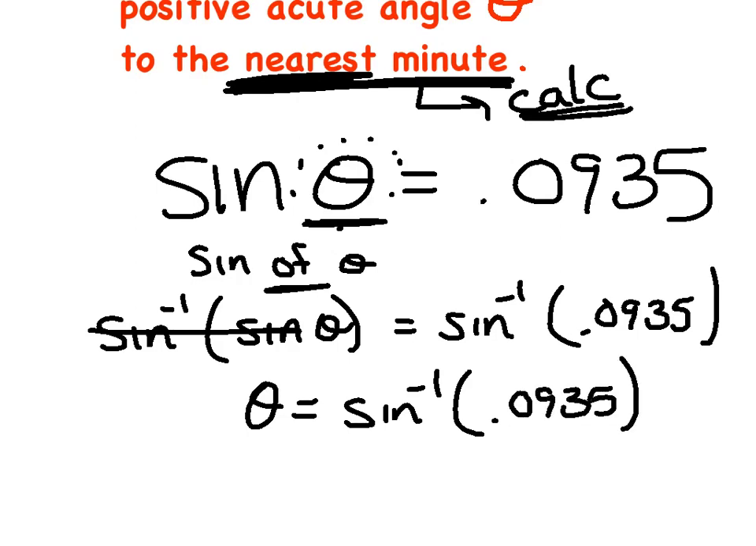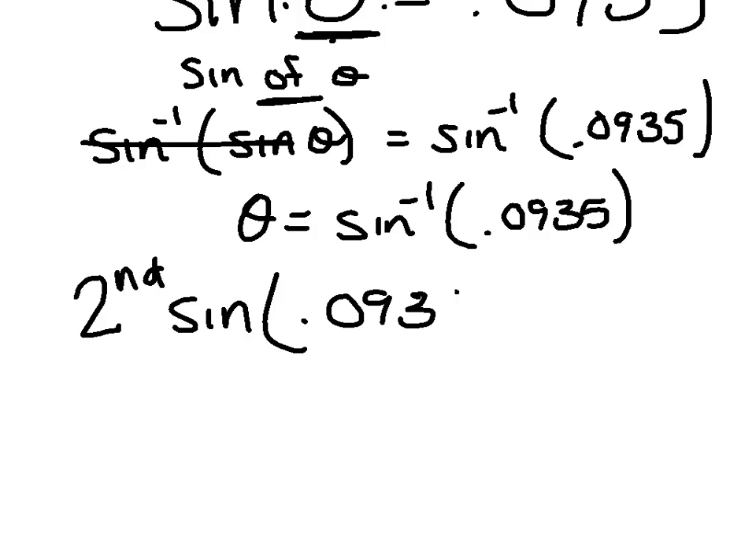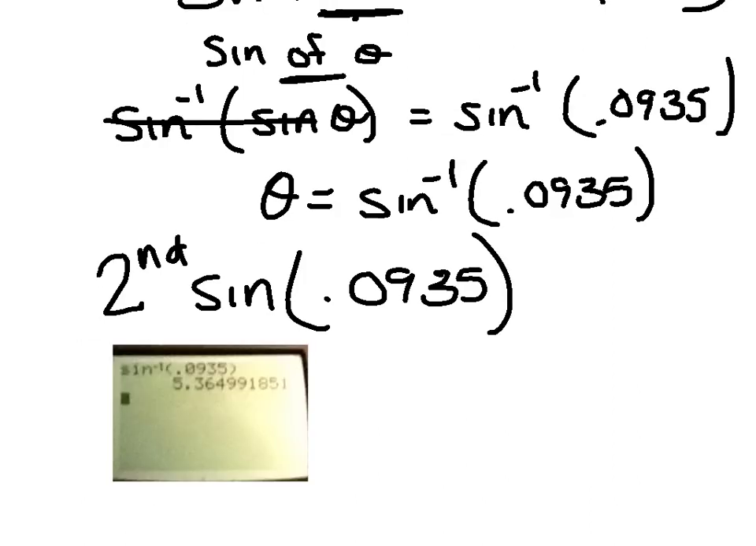Now they want this answer to the nearest minute. So you're going to grab your calculator and type this in. On your calculator screen, you're hitting second sine, 0.0935. And you're going to get some nice answer. I got 5.364 and so on. Now, when you found this angle, this should be in degrees. The question said round to the nearest minute.